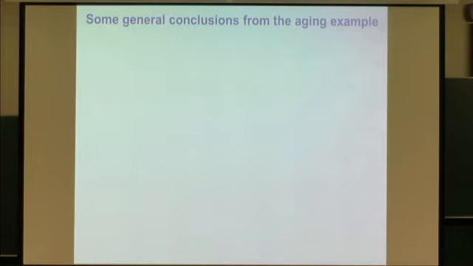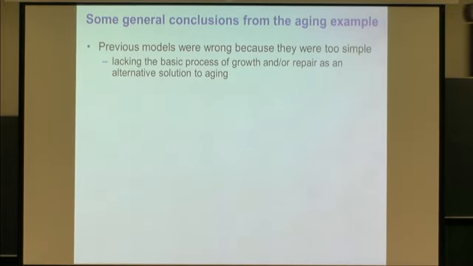Okay, so I'm trying to come up with some general conclusions beyond this aging work. The problem with some of the previous models was that they lacked basic processes like growth and or repair as an alternative solution to aging. So they were too simple in a sense to be general enough. That's what I mean by too simple, lacking basic processes of growth, because including the growth process in the model is not a problem, because we know this happens. We're not making assumptions about things that we are not certain about.